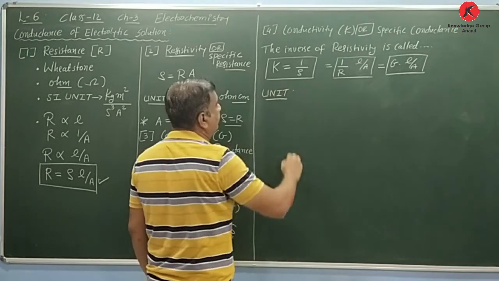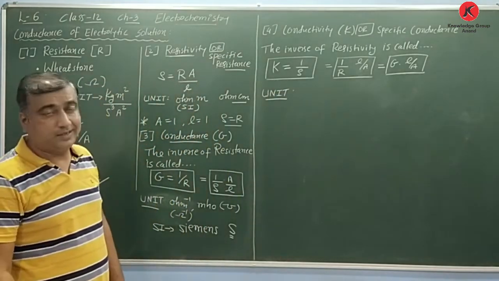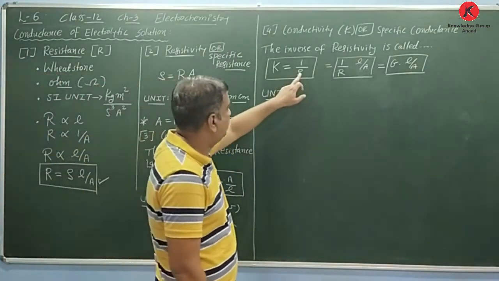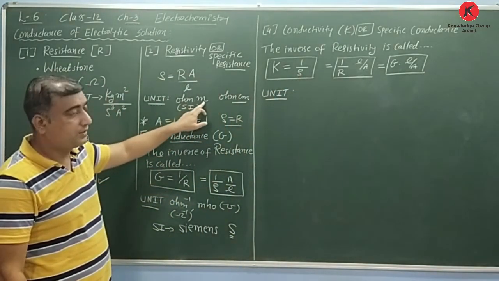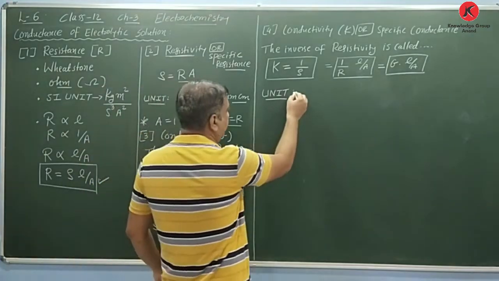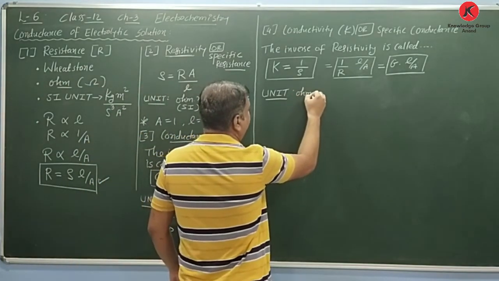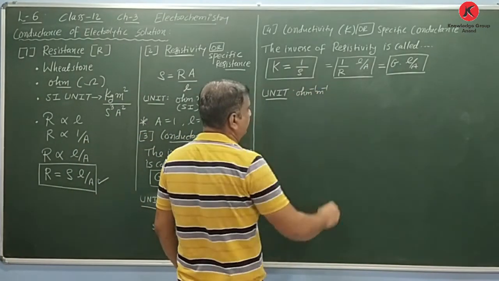What is the unit of conductivity? The resistivity has a unit ohm meter. So here also inverse, that means ohm inverse meter inverse.